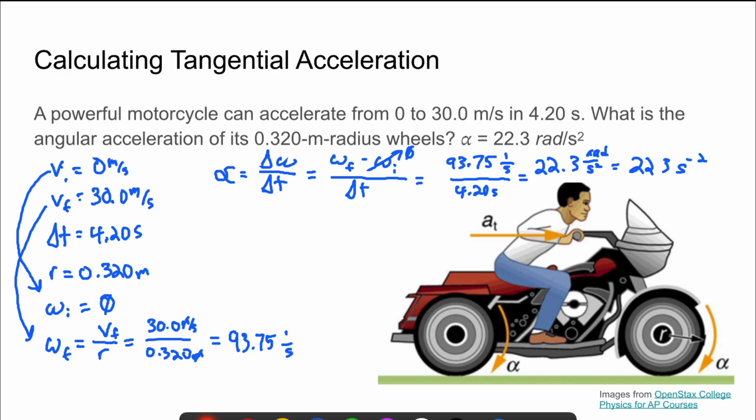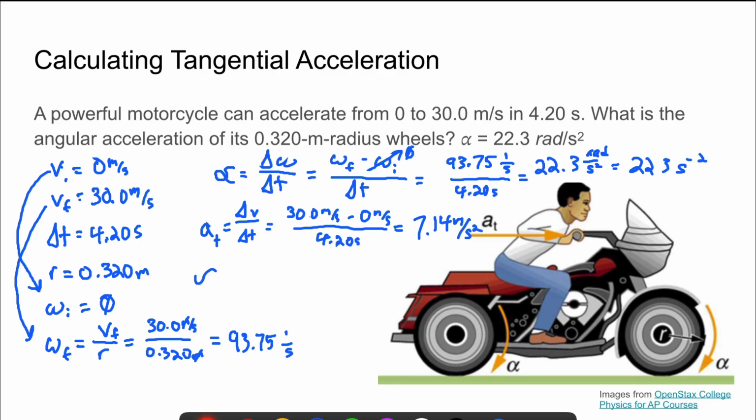Let's think about one other way to do this, which is we could find our linear acceleration, right? So our linear acceleration, a_T, our translational acceleration, equals our change in velocity over change in time, and we had all those numbers, right? So it's 30.0 meters per second is our final velocity, minus 0 meters per second as our initial velocity, divided by 4.20 seconds. And that gives us a translational acceleration of 7.14 meters per second squared.